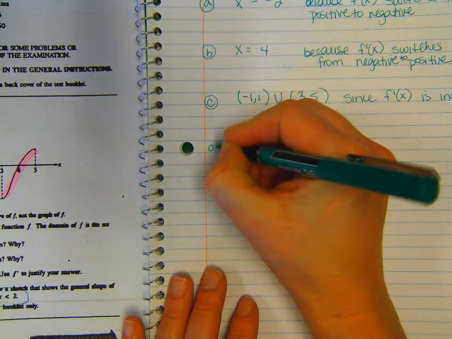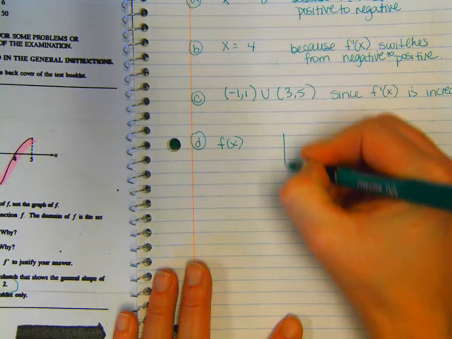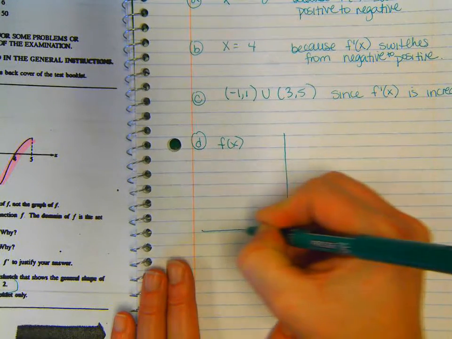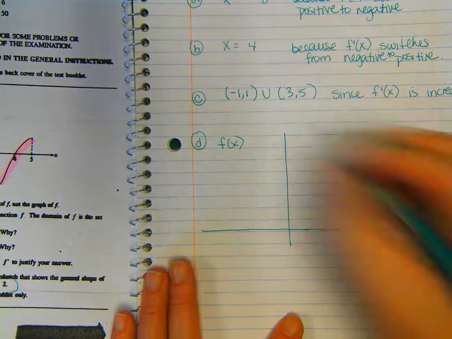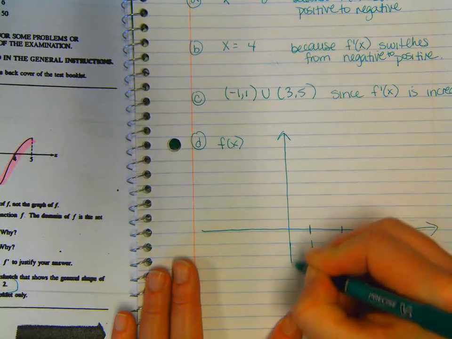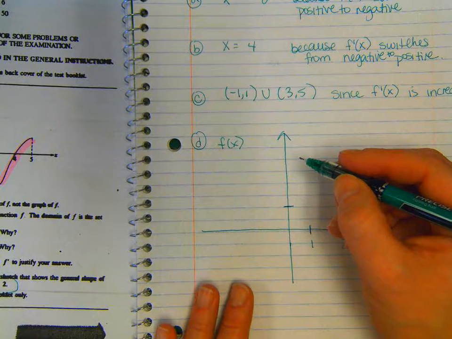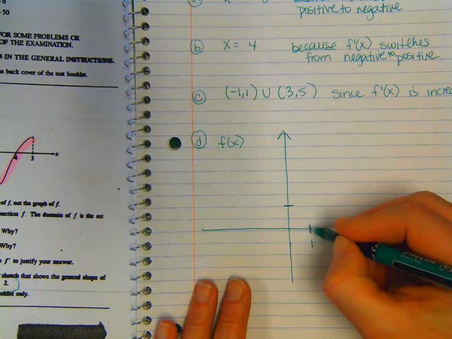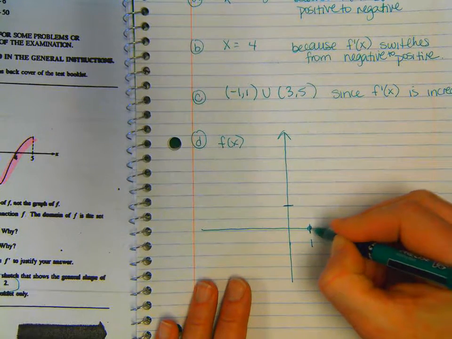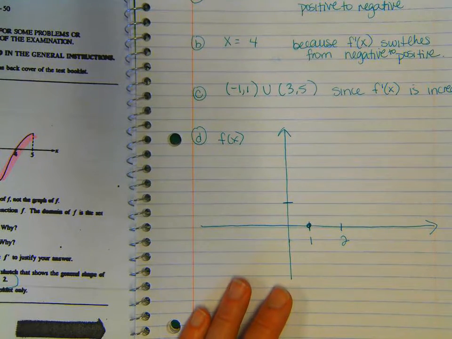Are we told anything else? F of 1 equals 0. Let's put that on here. And also the slope is also 0 there, right? Alright, so here we go.